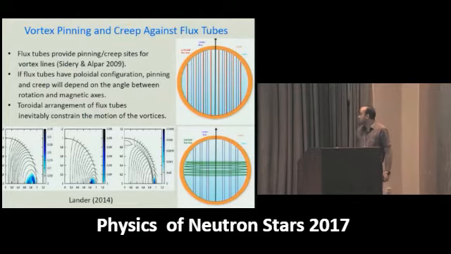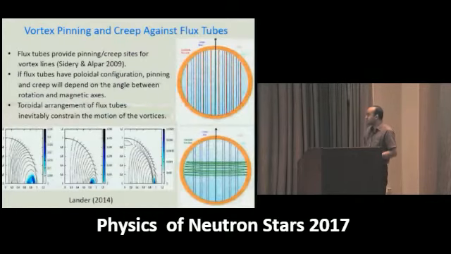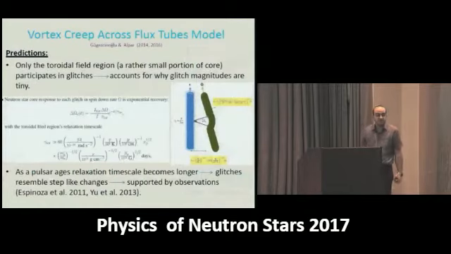But in contrast, in the toroidal arrangement of field lines, vortex line flux tube pinning is inevitably realized. In our model, only the toroidal field region, which you see here, can participate in glitches. This explains why the glitch magnitudes are small, because the core moment of inertia is much larger than the crust's. So if all of the core participated, one cannot explain the glitch magnitudes.